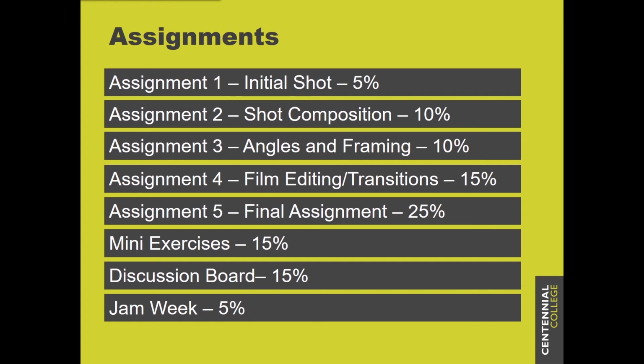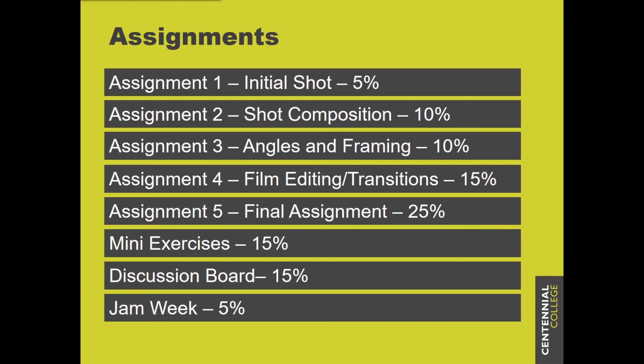Assignment number 2, shot composition. After exploring your initial image, we'll talk about what your initial image was, why you thought it was good, and then we'll go back and we'll take a look at the idea of shot composition. Did you use any of these concepts automatically within your initial shot? So you're going to examine your initial shot again from that point of view. Then you're going to take a brand new shot, again, that is utilizing the ideas that we talk about in class that day. Assignment 3, angles and framing.